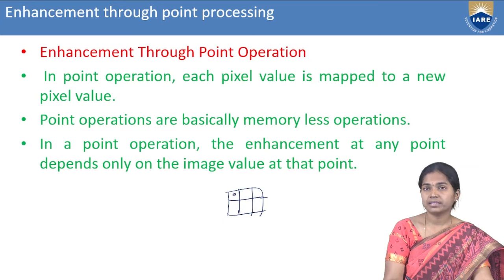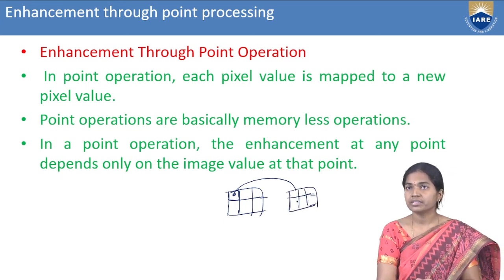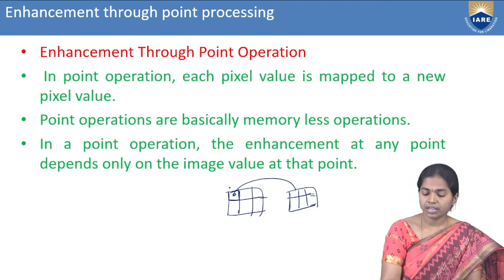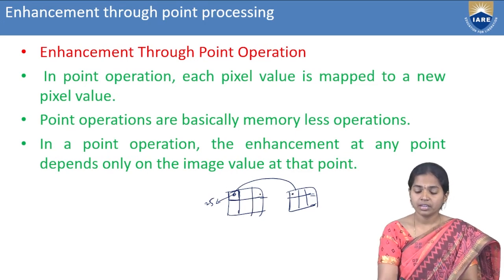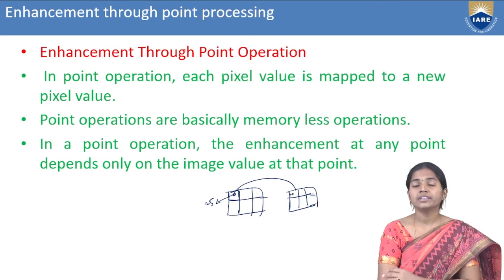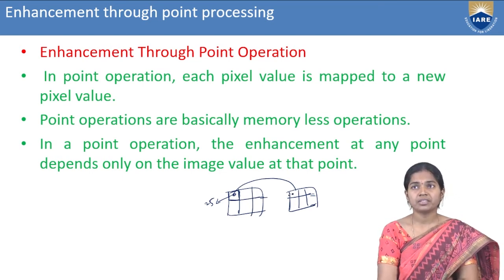In this pixel, I am applying the operation. Here the gray level value is changed, and that gray level value is stored in the same location of the target image. So each pixel value is mapped to a new pixel value. For example, if the gray level value is 25, compared to 25 the pixel value is either increased or decreased, and that is stored in the same location. Each and every pixel value is mapped to a new pixel value.